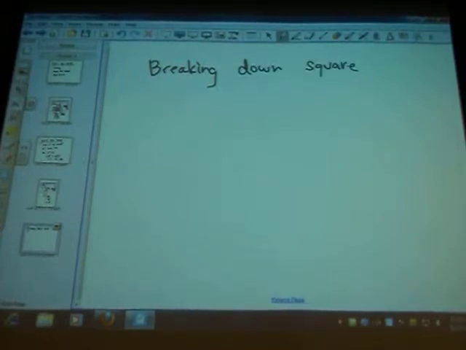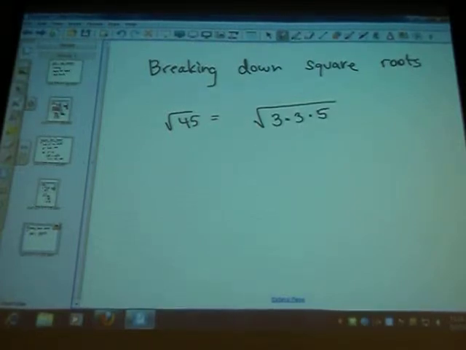You have to break that number down into its prime factors, and then if you've got something squared, you can take it out. So you've got the square root of 45. If you do the prime factorization, that breaks down into 3 times 3 times 5, or 9 times 5. Now, if you've got a pair inside the square root, then you can take it out. The square root of 3 squared would just be 3.